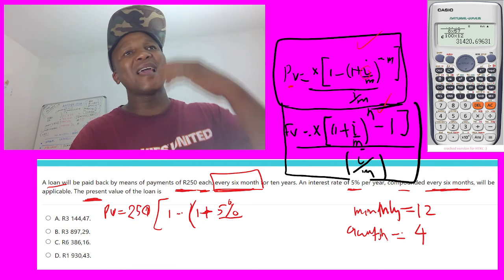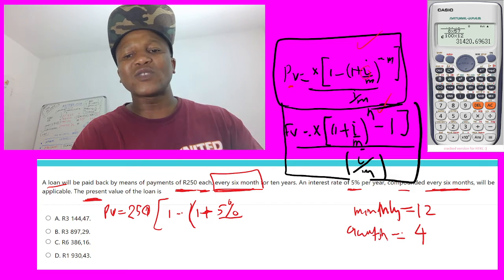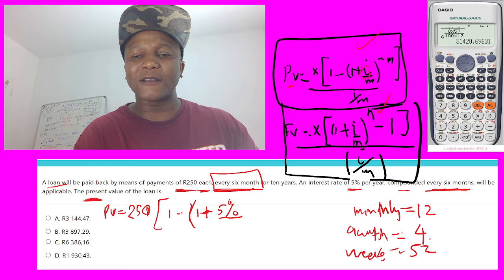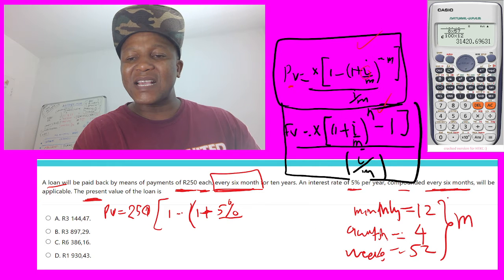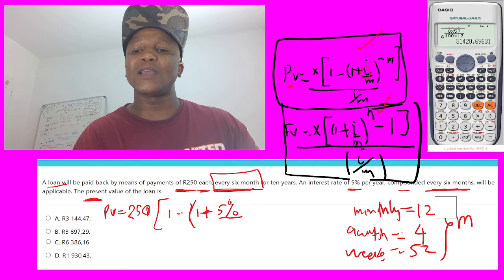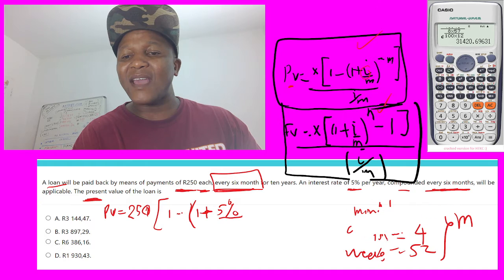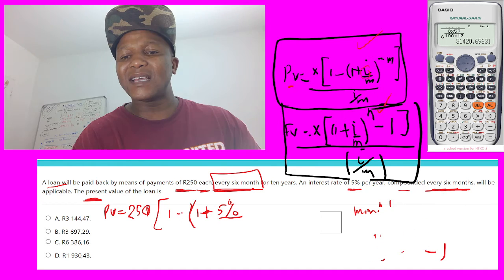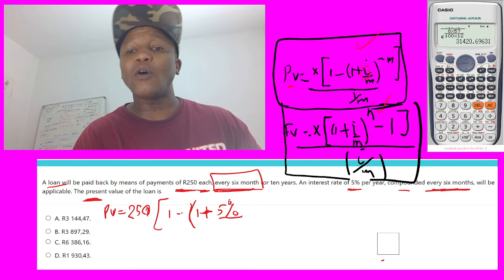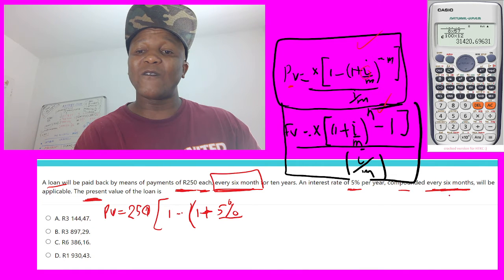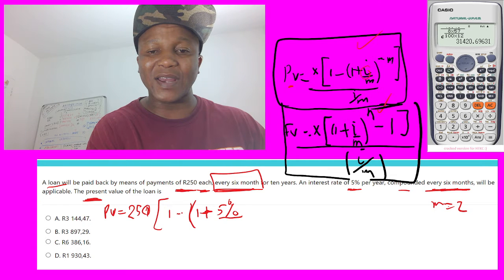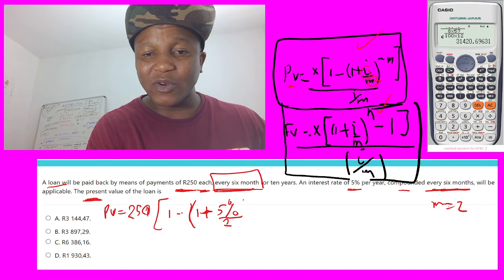If it was compounded weekly, how many weeks in 1 year? 52. So the M is what this stands for. It depends on the question. For now, they say it was compounded every 6 months. How many 6 months in 1 year? There are 2. So that's the value of M. M equals 2 because there are 2 6-months in 1 year. So here, instead of M, we're going to say 2.